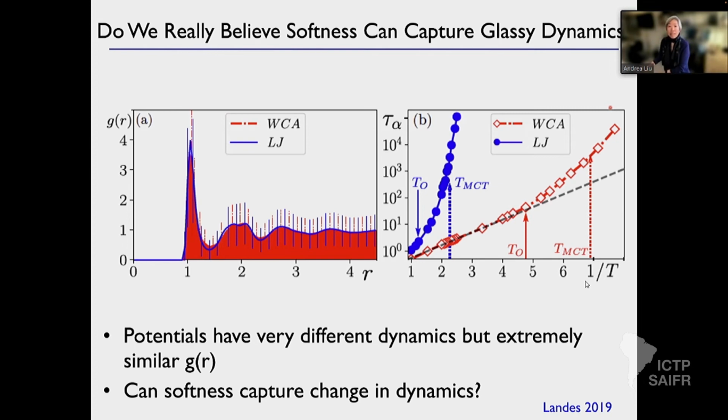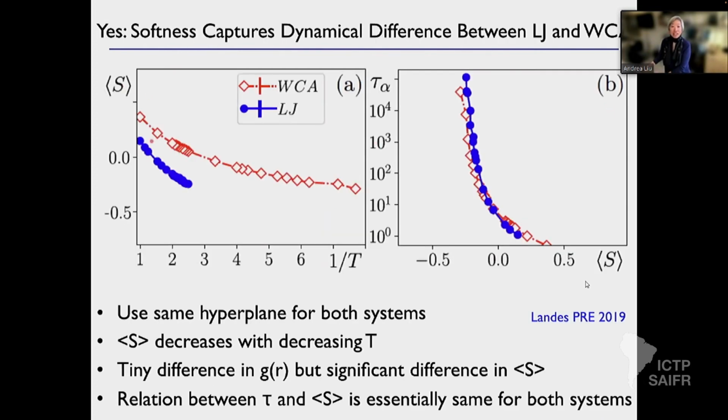Okay? And here's the average softness as a function of 1 over T. Okay, they're different for the two systems. Here's the relaxation time as a function of the average softness, almost the same. Okay? So here's the point, that we've used the same hyperplane for both systems, by the way.